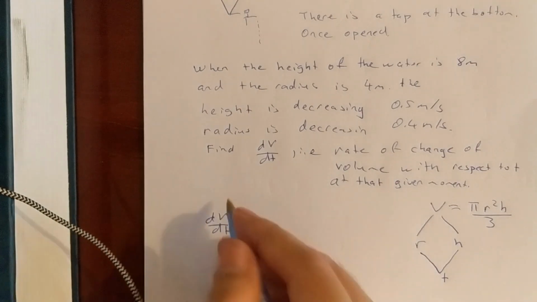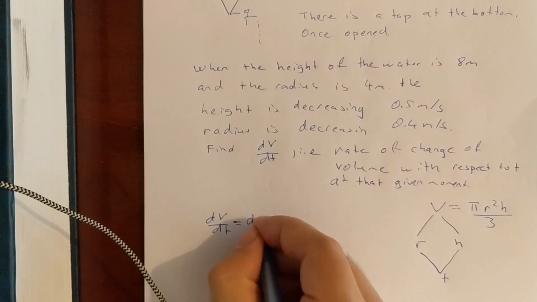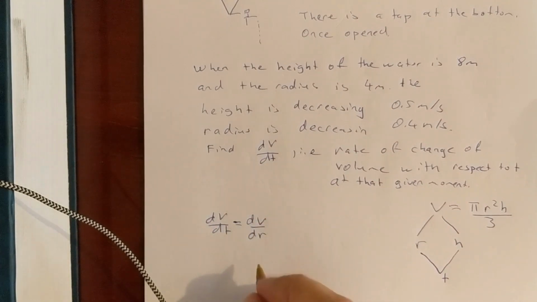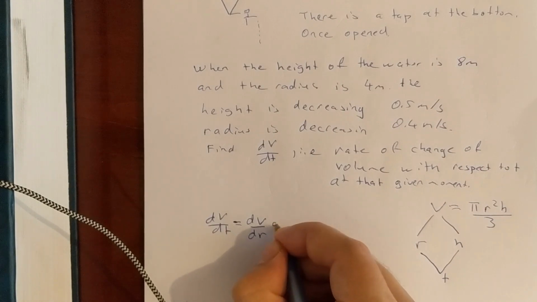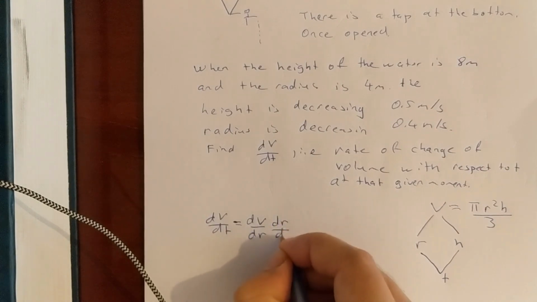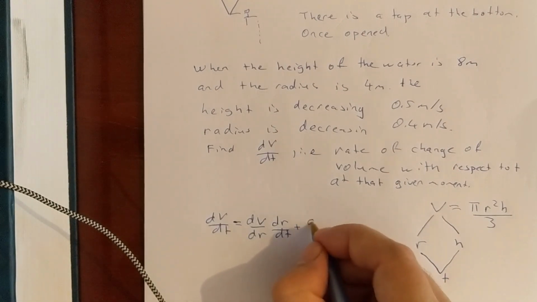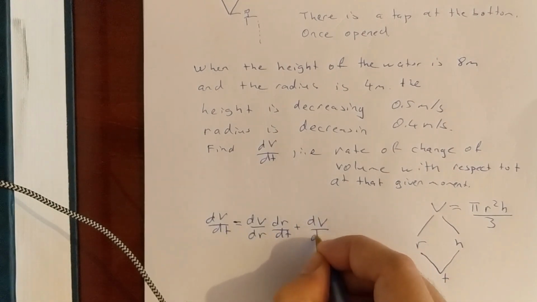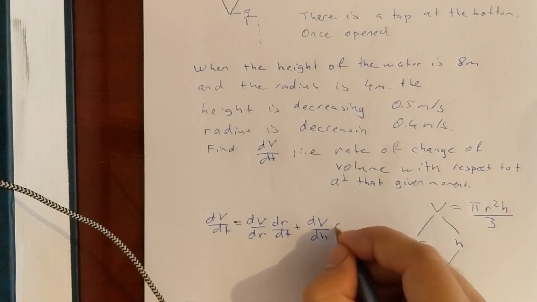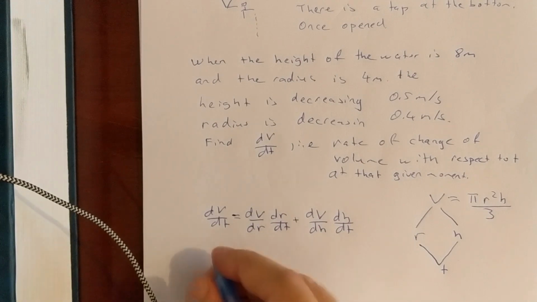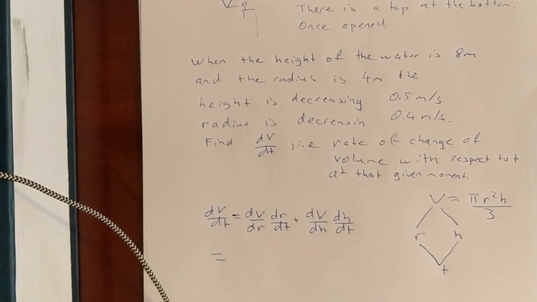Okay, so if I do this, well, what should I do? I should do dV/dr, right? That's the first variable, times dr/dt, plus, well, I can go through h, so I should do dV/dh times dh/dt. Okay, so let's plug in everything and see what we have.